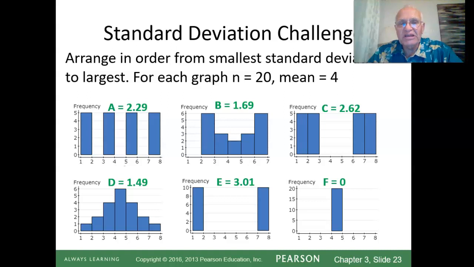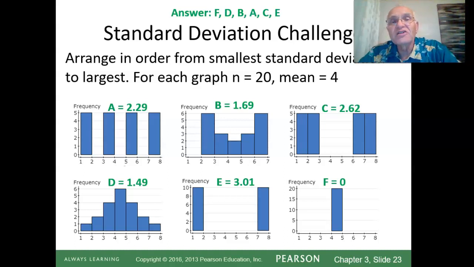The largest would be E, where they're completely spread out from the lowest to the highest, so half the data is at the low end and half is at the highest. And the one that is maybe closest to F, which has no variability, is D, because the data is gathered around the middle and there's not as much spread. There are observations out at the extremes, but not very many. So at the top of the page, they're shown in order: F, D, B, A, C, and E.